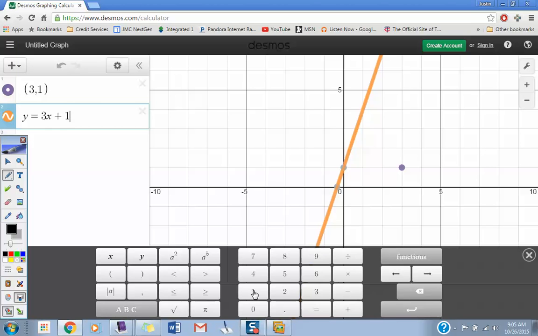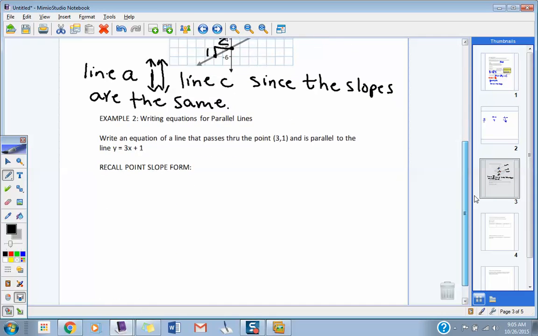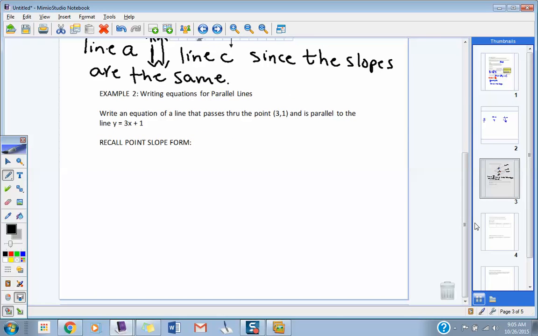So, let's do that. What's the slope have to be down here again, guys? What's the slope have to be again if we're parallel? You just told me, Tori. So the slope has to be 3. Slope has to be 3 because we are parallel. Parallel means same slope.